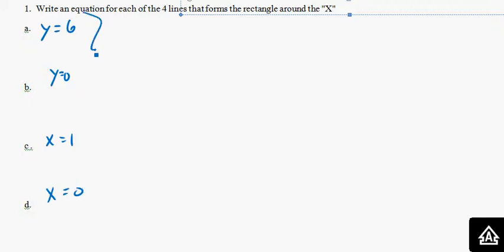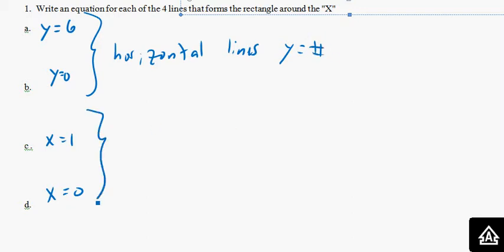So you should see that horizontal lines always have an equation that's in the form y equals a number, whereas vertical lines have equations in the form x equals a number.